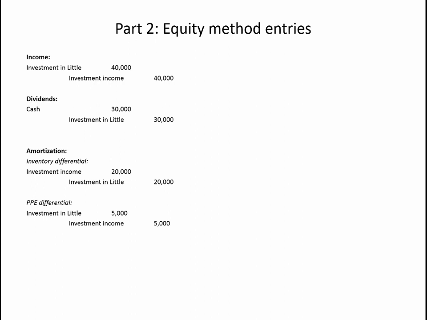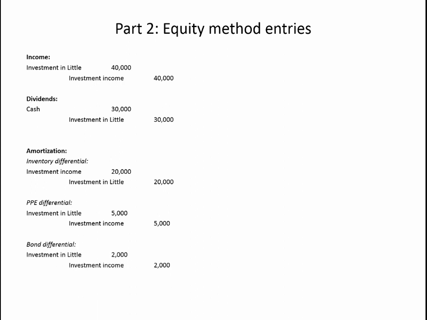Now the property, plant, and equipment was overvalued. So again, you could either talk your way through it and say, okay, their property, plant, and equipment was overvalued, which means they took too much depreciation expense, which means they showed too little income, so I needed to adjust the investment income upwards. Alternatively, you could keep in mind that if an undervalued asset being amortized reduces investment income, then an overvalued asset being amortized increases investment income.